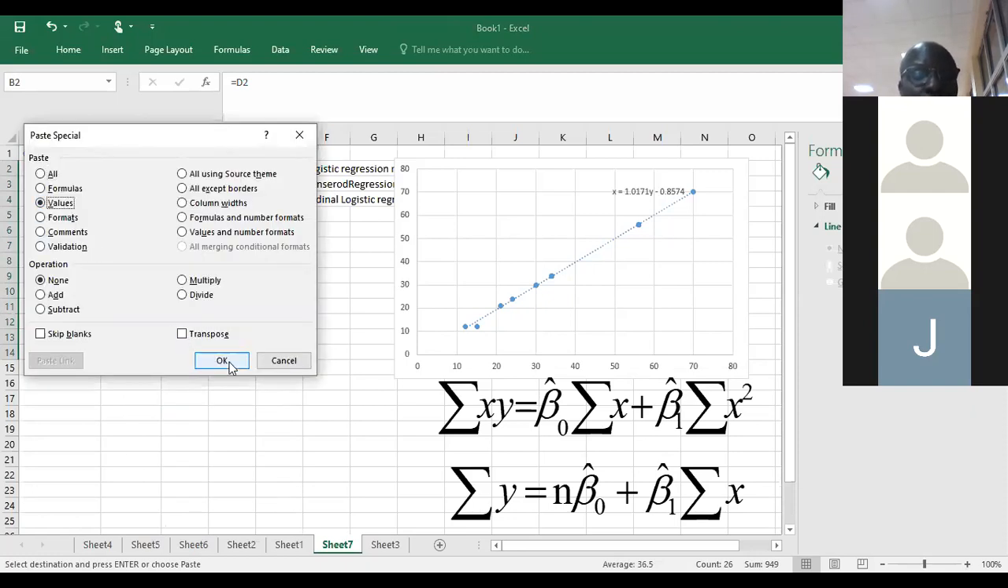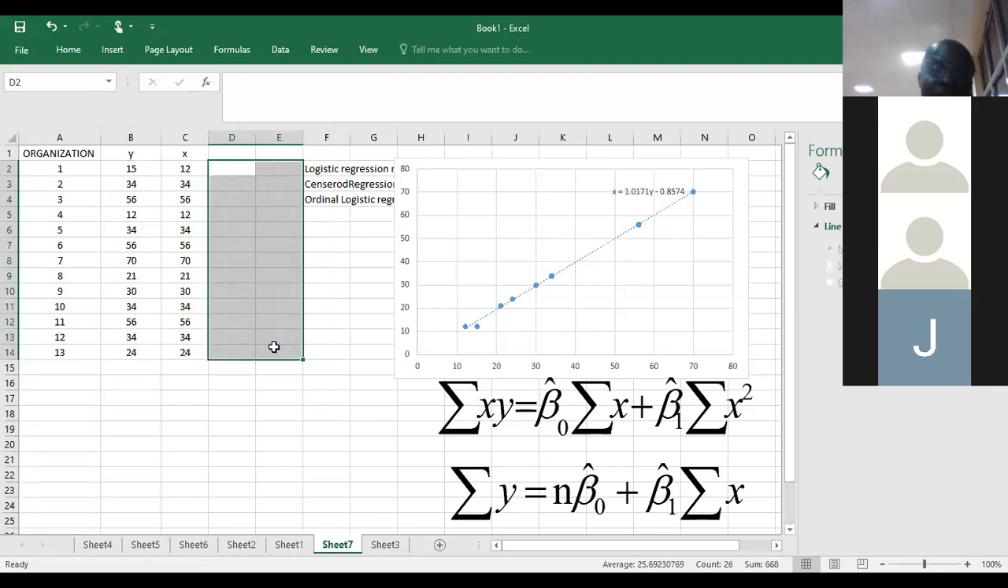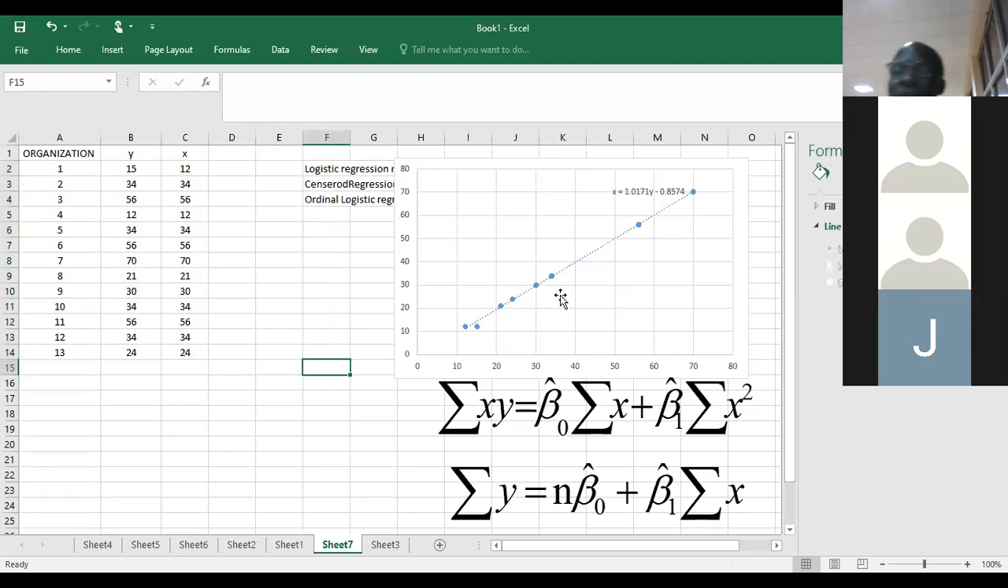I want to determine the y on x line, which is y equals beta naught cap plus beta 1 cap x. That's what I want to determine. So y on x is here. For the first equation, you need a column called sigma what? Sigma xy. So I need xy here.